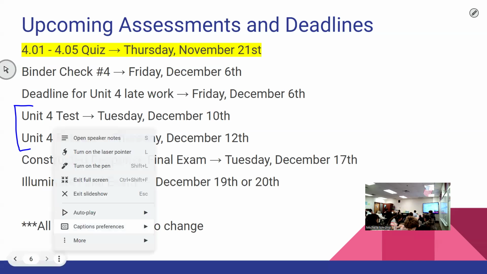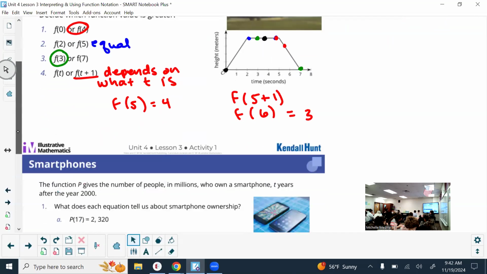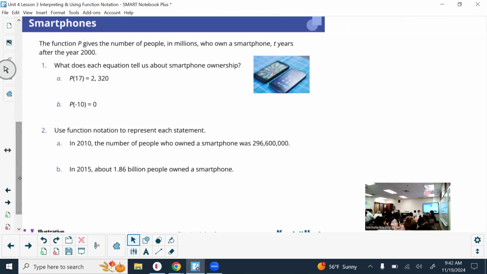All right. So then the next activity, new situation. We're going to be talking about smartphones. So the function P gives the number of people in millions who own a smartphone T years after the year 2000. First, you're going to tell us what each equation tells us about smartphone ownership. And then you're going to use function notation to represent each statement. So for question 1, your answers will kind of look like these. And for question 2, your answers are going to kind of look like these.